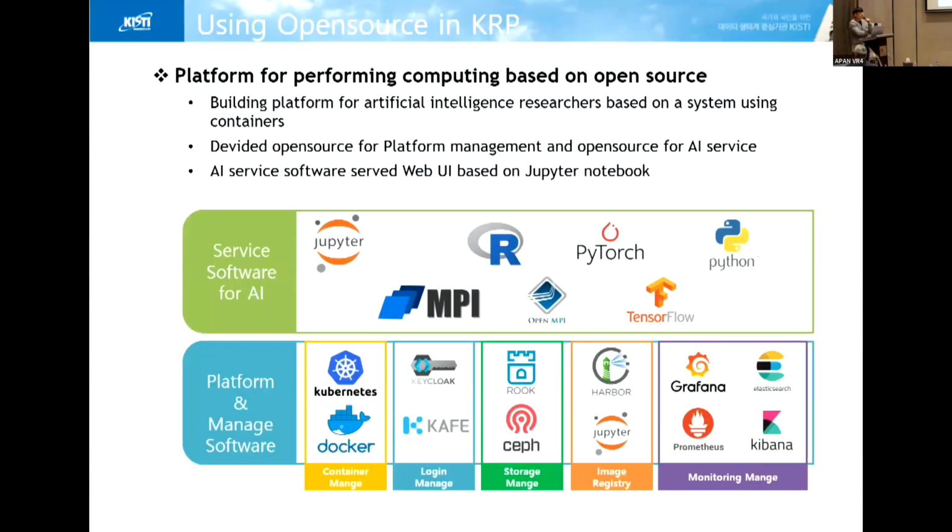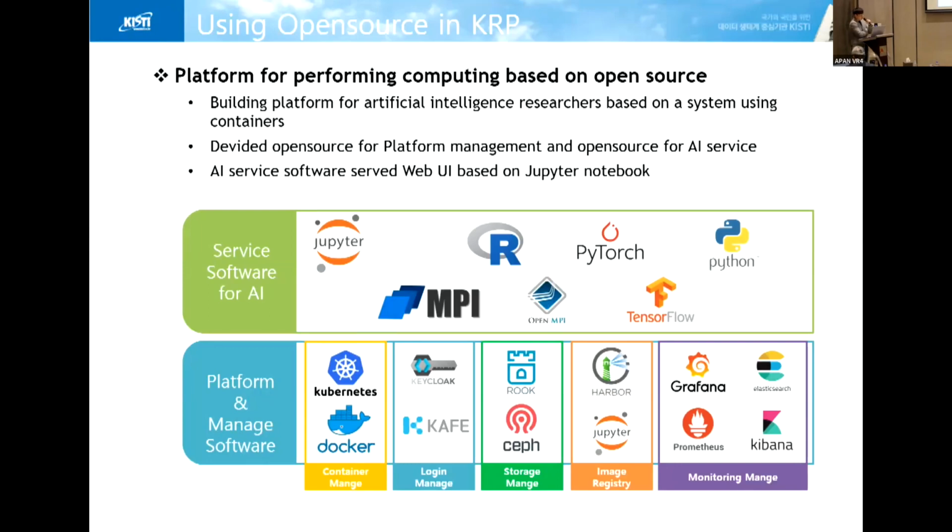Most of the KRP platform was built using open source. Open source platforms were installed for platform management, and the orchestrator was developed so that users can use them more easily. As open source, Kubernetes is used to create and manage the containers, the most important part of the platform. Ceph storage is used for storage, and Harbor is used as a private image registry.